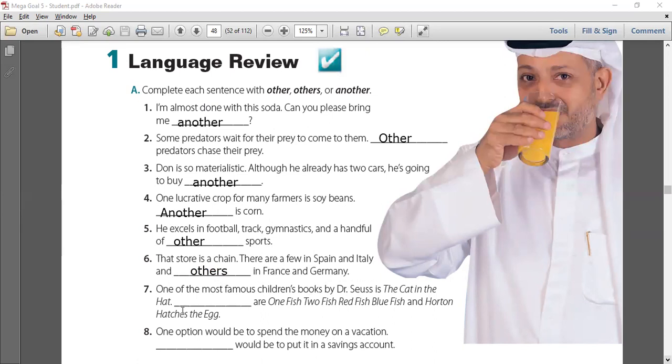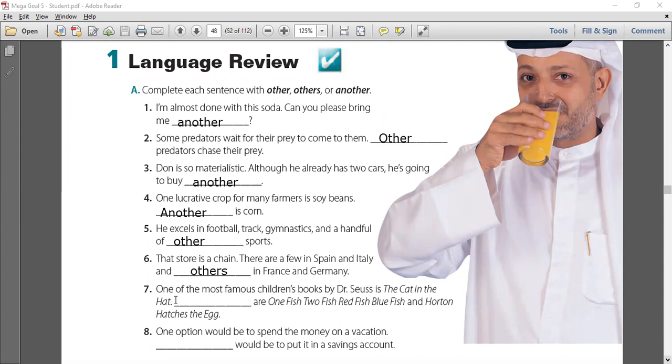Very good. One of the most famous children's books by Dr. Seuss is The Cat in the Hat. And then a blank are One Fish, Two Fish, Red Fish, Blue Fish, and Horton Hatches the Egg. So what do you think? We have here 2 books. Yes, others. Maria?